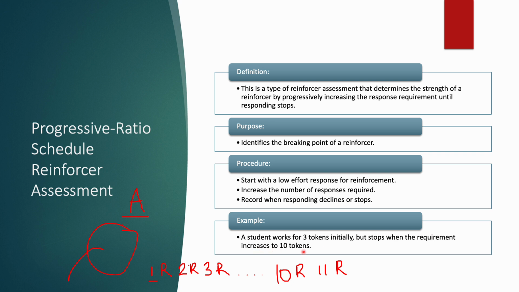It's very important that we identify up to what point a reinforcer is going to function to reinforce a behavior. What response effort is going to be too much effort, where it's not worth it anymore, and then the person is going to stop responding altogether. That's what we're trying to identify with the progressive ratio schedule reinforcer assessment.